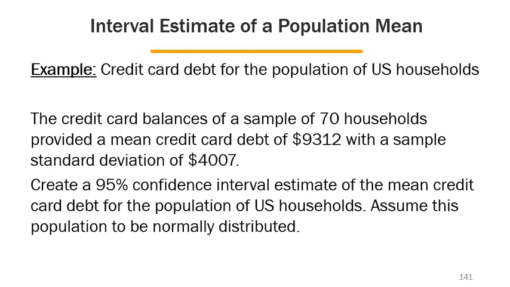So a little example here is credit card debt for the population of U.S. households. Say credit card balances of a sample of 70 households provided a mean credit card debt of $9,312 with a sample standard deviation of 4,007. So here, identifying these little pieces, this 70 is n, the 9,312 is X bar, the 4,007 is our s. This here also means we're going to have 69 degrees of freedom, right? That would be n minus 1. We're going to create a 95% confidence interval estimate of the mean credit card debt for the population of U.S. households. We're just going to assume in this example that the population is normally distributed.